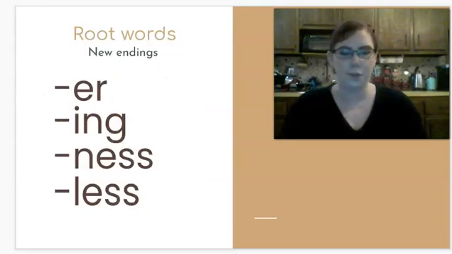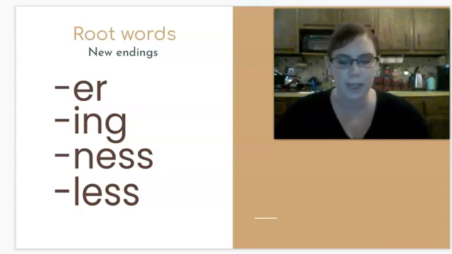Let's start with those new endings for our root words. We already used the ending er. Everybody say er. Er is usually spelled with an ER. Next we have ing. Everybody say ing. Ing is usually spelled ING.